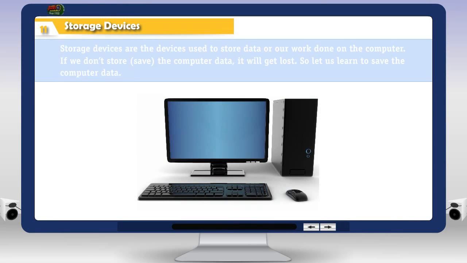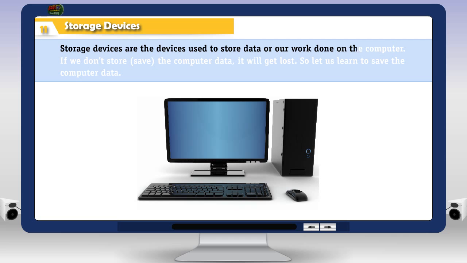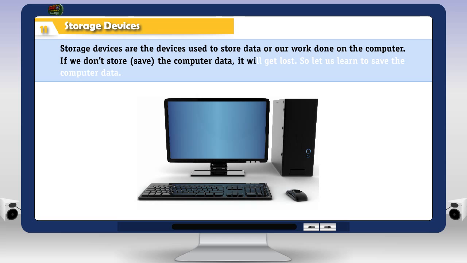11. Storage devices. Storage devices are the devices used to store data or work done on the computer. If we don't save the computer data, it will get lost. So, let us learn to save the computer data.